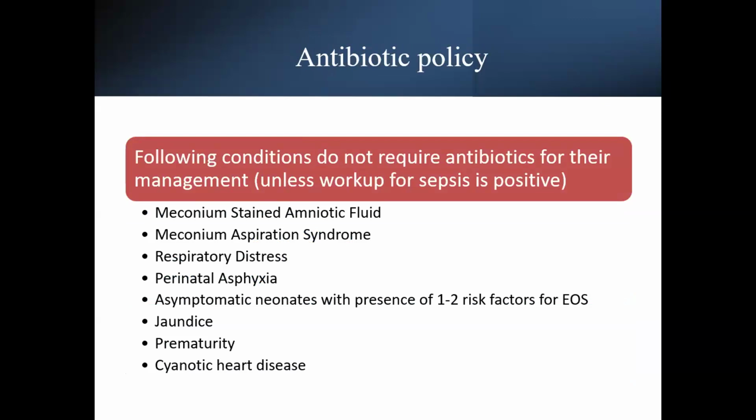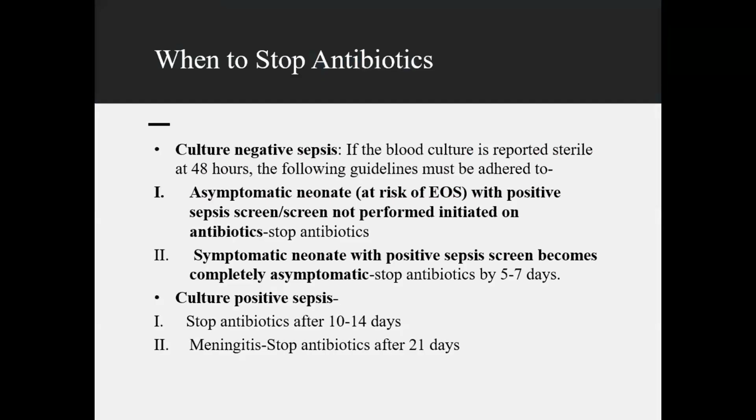So not all babies with respiratory distress are having sepsis or congenital pneumonia. Perinatal asphyxia babies don't require any antibiotics. And if there are only 1 to 2 risk factors for early onset sepsis, then you can briefly monitor the baby, but don't start antibiotics. Or prematurity or jaundice or any baby with cyanotic heart disease. These are common conditions in an ICU, so don't start antibiotics in these babies because it will increase the resistance rate.